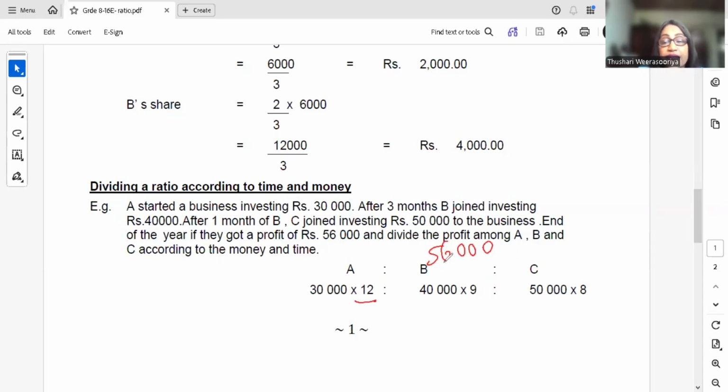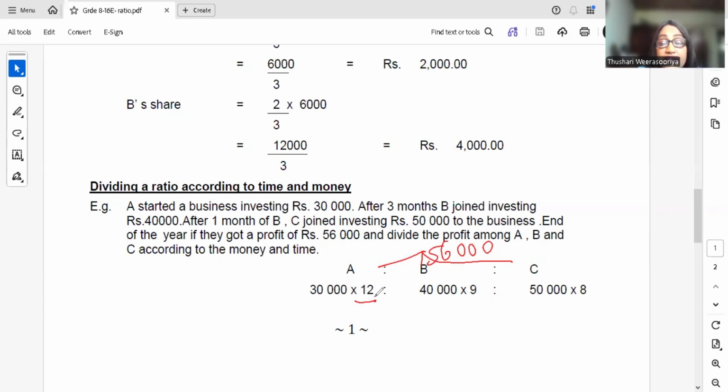56,000, at the end of the year, they've got a profit of 56,000 and we divide the profit among A, B, C according to the money and time. This into this into this. We have to divide the money according to that.